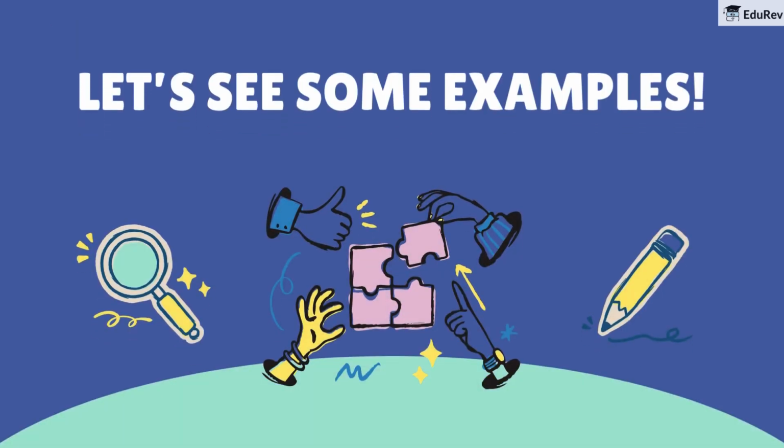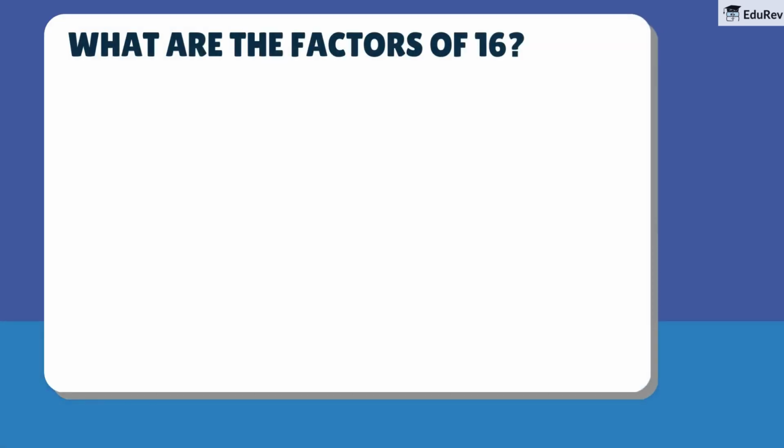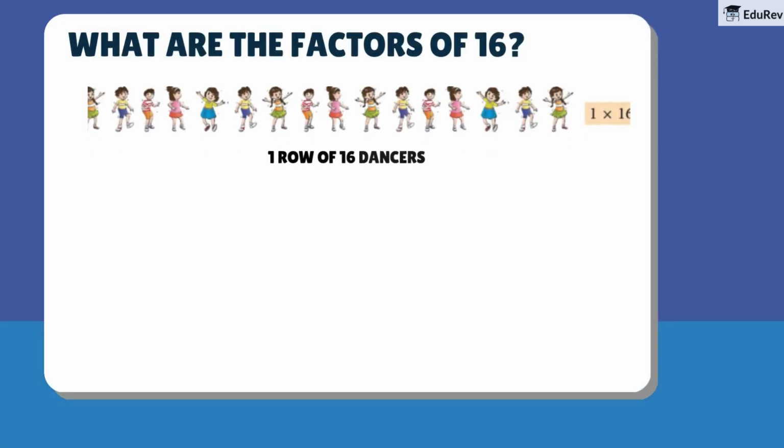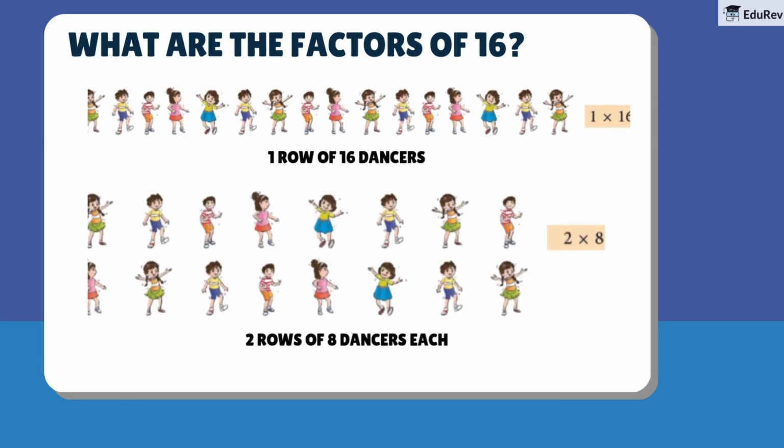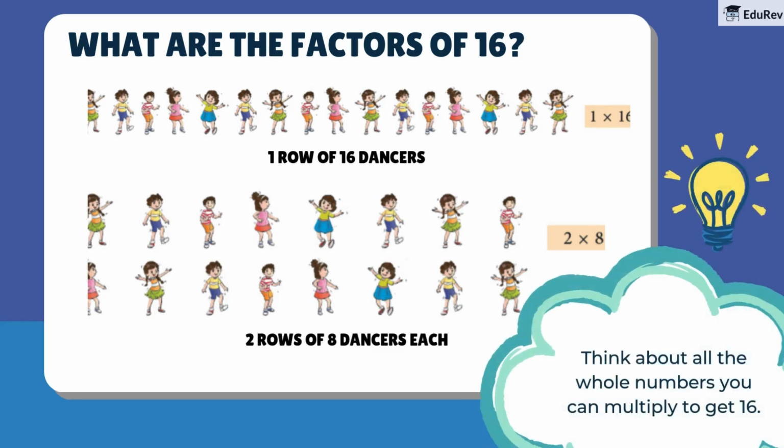Now, let's see some examples. What are the factors of 16? We can arrange them in different ways, such as one row of 16 dancers or two rows of 8 dancers each. This means we have the pairs 1 times 16 and 2 times 8. Think about all the whole numbers you can multiply to get 16.